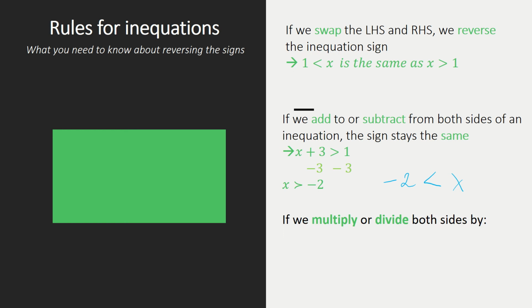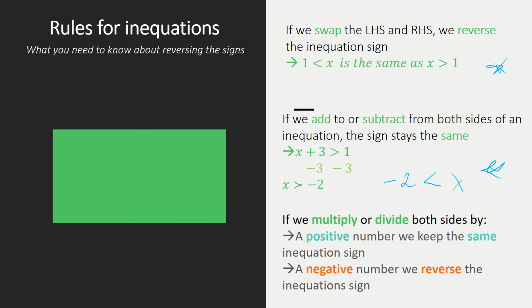Our last rule, and I think our most important rule, is if we multiply or divide both sides by a positive number, we keep the same inequation sign. So it just stays the same, just as it was over here. However, if we multiply or divide both sides by a negative number, we reverse the inequation sign.